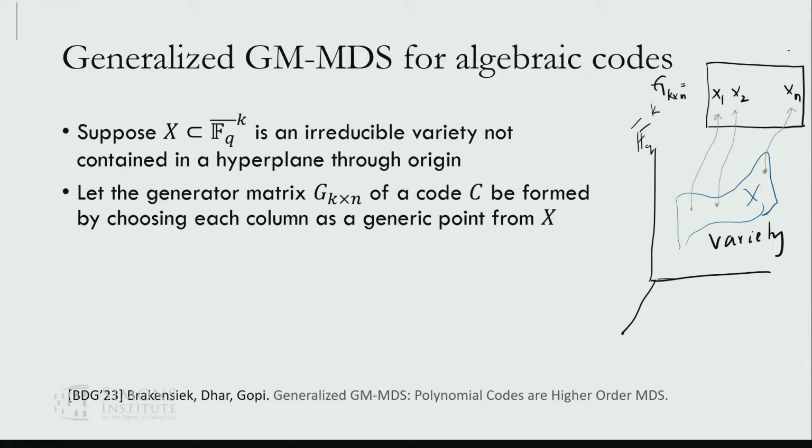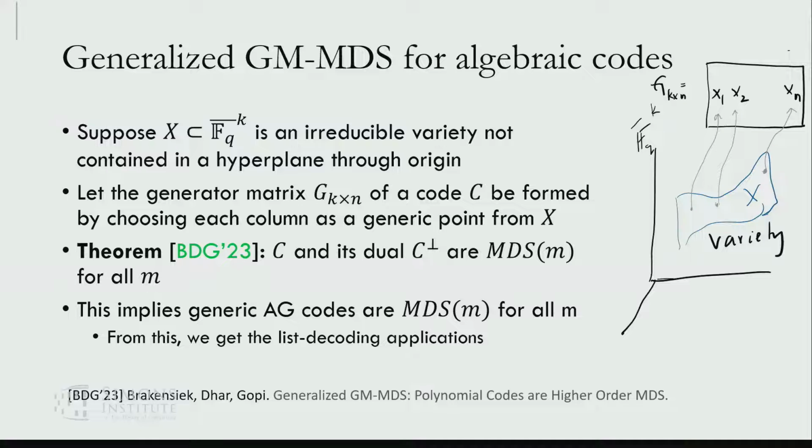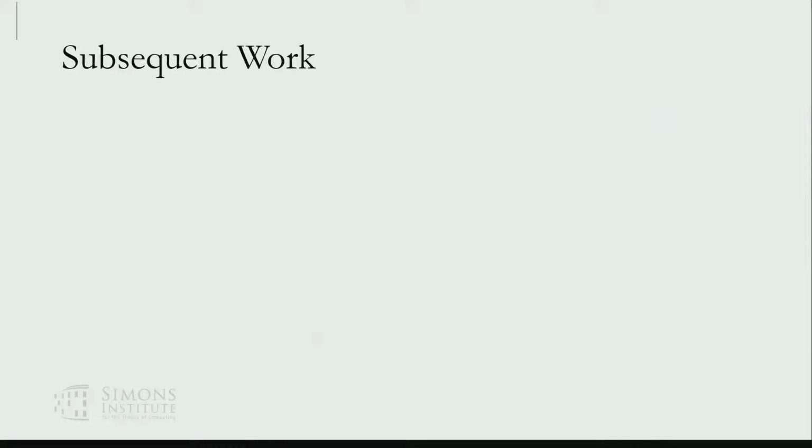And even more generally, it's true for varieties. If you pick an arbitrary irreducible variety, and then pick each column of your generator matrix as a generic point from this variety, that will also satisfy the GM-MDS theorem. And this is what we used for the AG codes result. In fact, C and the dual are also higher order MDS, and it's not easy to show. You have to show them both separately.